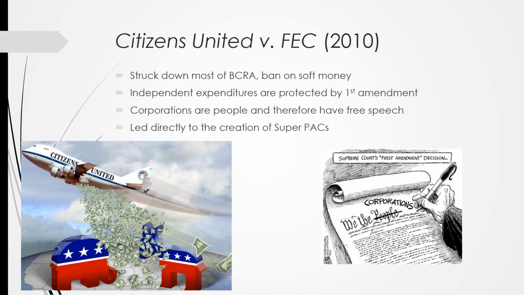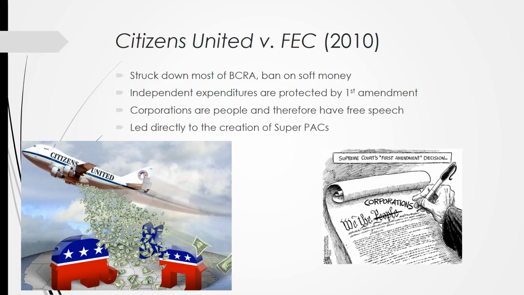And then here's kind of the reasoning why and then what this has led to. Independent expenditures are protected by the First Amendment. Why is that? Well, remember what Buckley versus Valeo said. Spending money is a form of free speech. So, independent expenditures are protected by free speech in the First Amendment. This is, again, a huge shift by the Supreme Court, because what they then do is they go a step further and they say that corporations are people and therefore corporations have free speech.